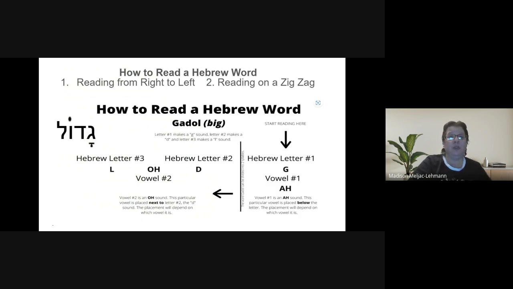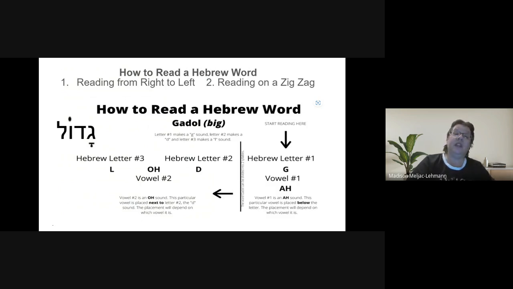We're going to start to read words, but I have to tell you how to read the words. And I did go through this. So I found some other things after this, but this has everything on one chart. Okay. And you read from right to left, we know that, but you also read on a zigzag. So we have this word over to the left, which is gadol, okay? But we don't know how to read that.